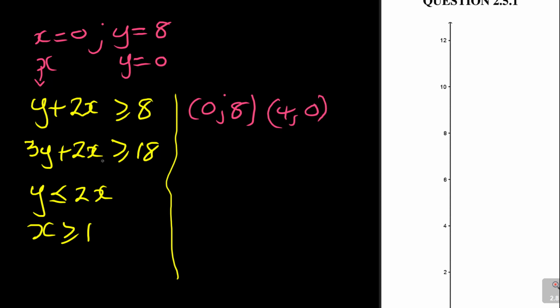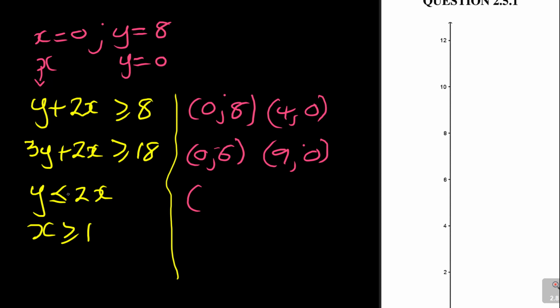You do the same thing on the other side. When x is 0 here, this term is gone, then divide by 3, and it's 6. When x is 0, y is 6. So you say 0, 6. You do the same thing when y is 0. You divide by 2, and there is 9. When y is 0, x is equal to 9. So 9 and 0.